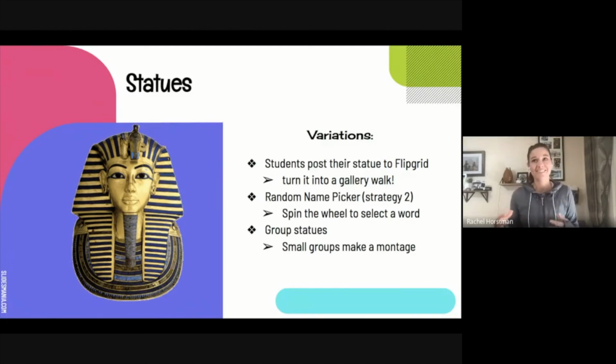And then one of my other favorite things was group statues. I haven't done this in a virtual setting, but depending on where students' boxes are laid out next to each other, they can make a montage of statues next to each other. You can send them to breakout rooms where every person does a part of the representation so that collectively they're representing a single word.